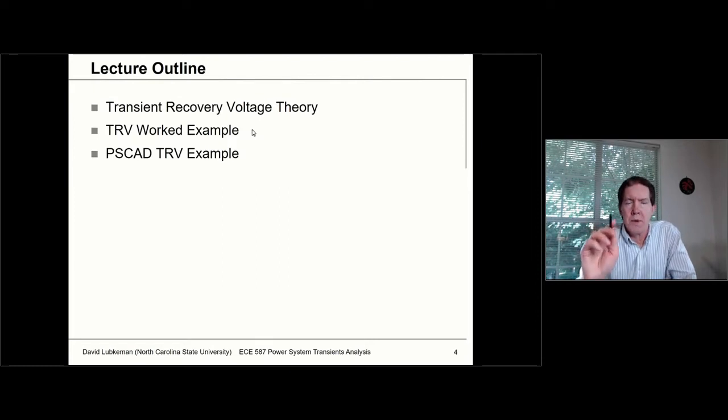So what I'm going to do is break this lecture material into 3 different parts. First we'll go through the theory, then I'll go through a worked example, and this will be a pretty extensive worked example. And then I'll have a PSCAD simulation associated with that. I'm just going to break that into 3 separate videos.